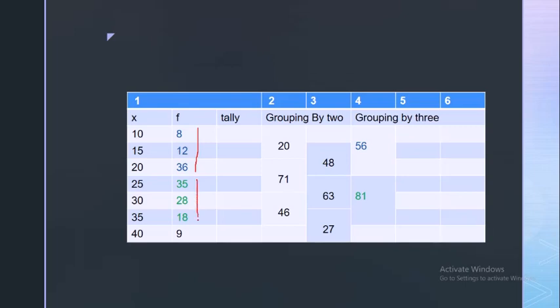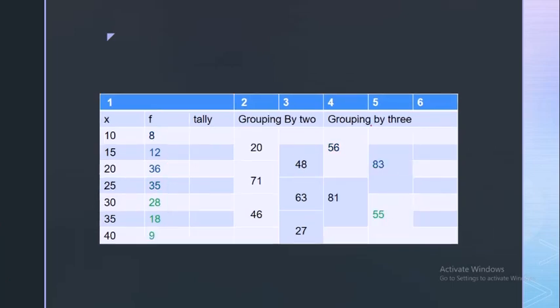Then the next three numbers are 35, 28 and 18, that I get as 81. So I wrote it somewhere over here. Then I get 9. I don't have anything to pair with 9, so I just leave some space over here. That is how I filled up column 4.